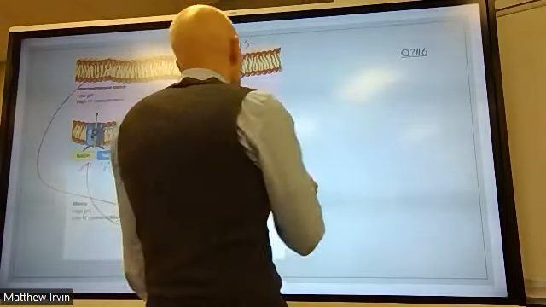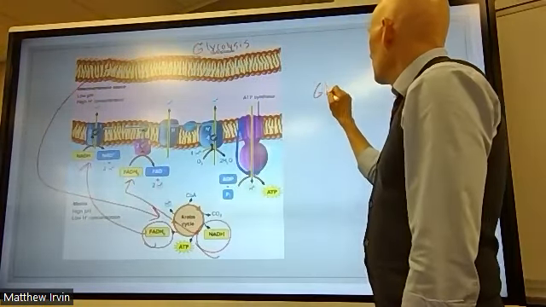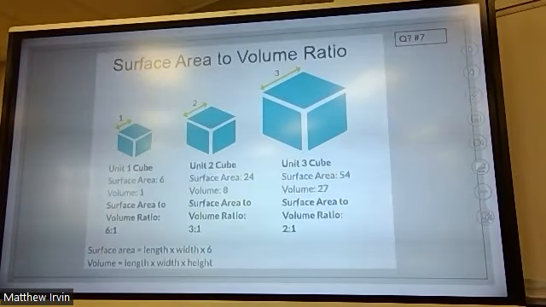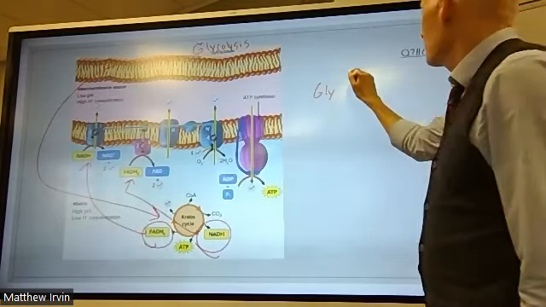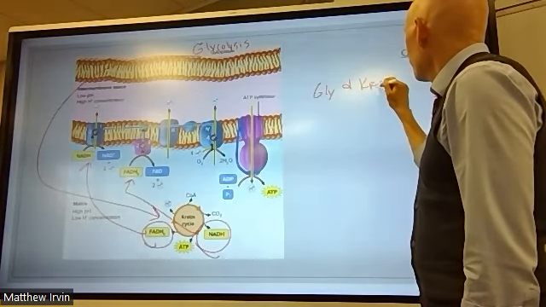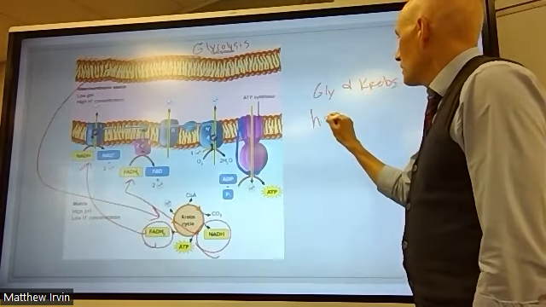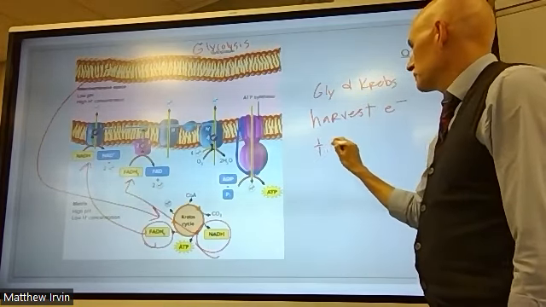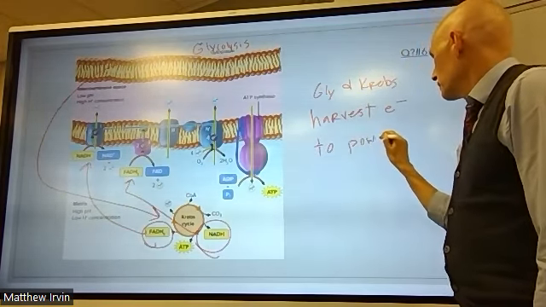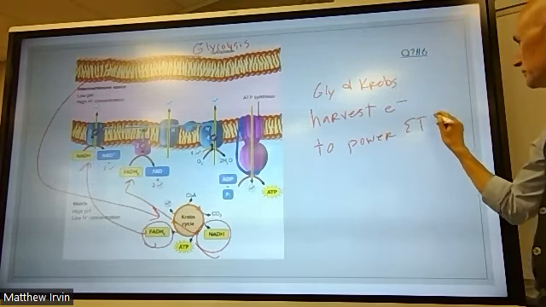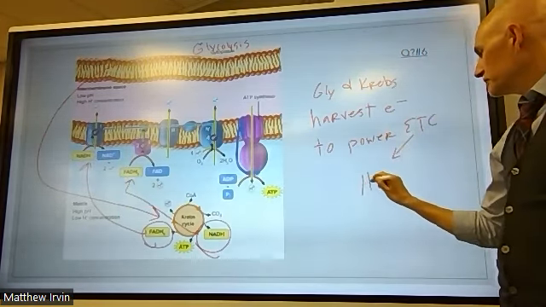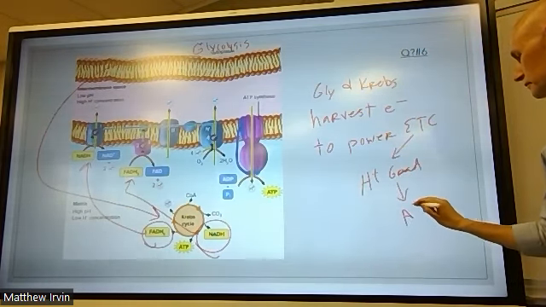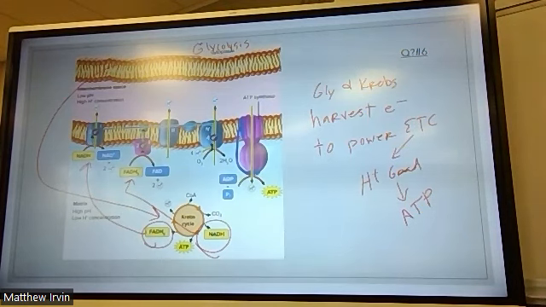So the essential overall of this is glycolysis and Krebs harvest electrons to power the ETC, which makes the hydrogen gradient to make ATP.